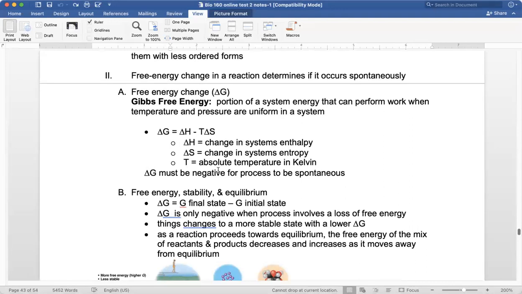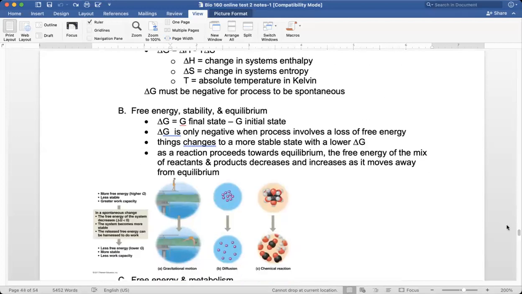We call this free energy delta G. The little triangle symbol here is for delta. It has to be negative for it to be a spontaneous process. The reason for that is delta G is actually made up of the free energy in two different states. When you take the energy from the final state and subtract the energy from the initial state, that gives you delta G.